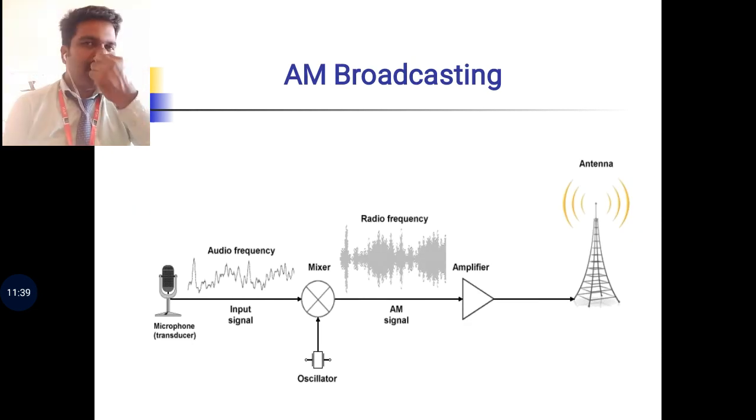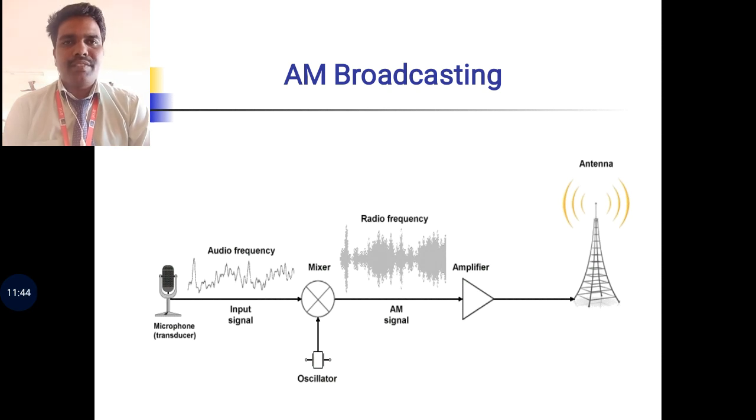And AM broadcasting, that is a live application. This diagram consists of a microphone, mixer, oscillator, amplifier, and antenna. What is the function of the microphone? It is a transducer, a device which converts one form of energy into another form of energy. That is the concept. Mixer means mixing of two signals. Oscillator generates the carrier signal. And what is the function of the amplifier? Amplifying the weak signal, so that signal strength is increased, after which it passes through the antenna. Antenna means transmitting and receiving the information.